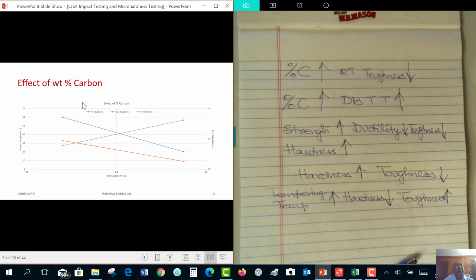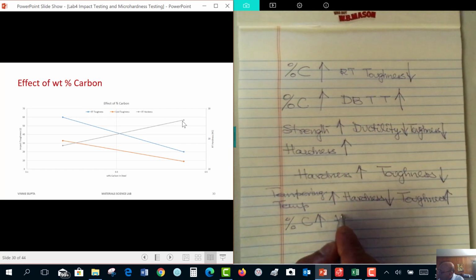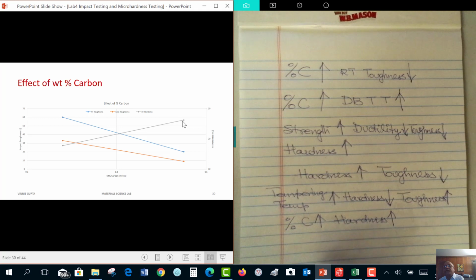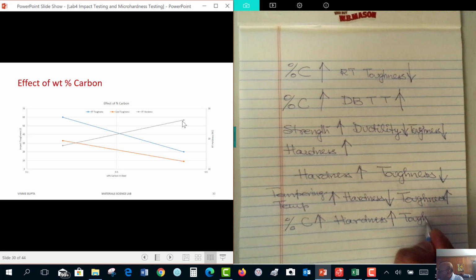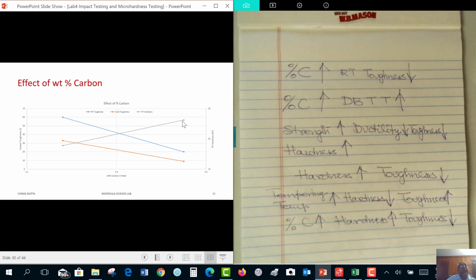What about the effect of weight percent carbon? So here weight percent carbon is increasing. First of all, we notice hardness increases. So as percentage carbon increases, hardness increases. So of course we expect toughness to go down. Okay, and we see, yes, the toughness goes down. Both the blue curve and the red curve are sloping downward.